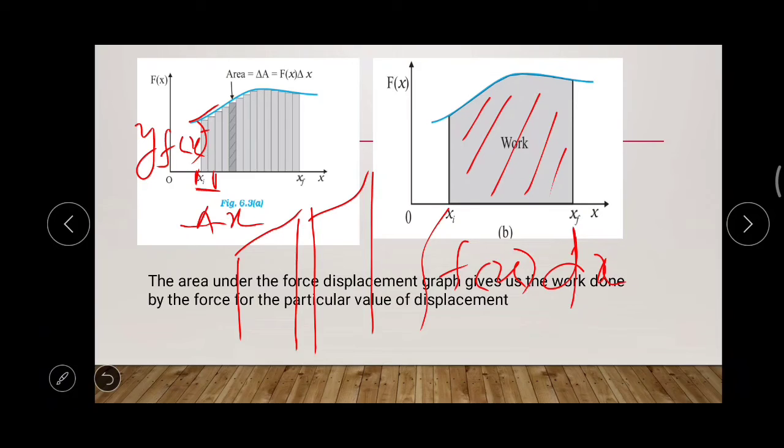Likewise, you can find out the entire area covered by the graph. So the area covered by the graph always gives you which graph? Force-displacement graphs. Okay, so the area under the force-displacement graph always gives us the work done, the amount of work done by that force for that particular displacement. Okay, you have to remember this one.